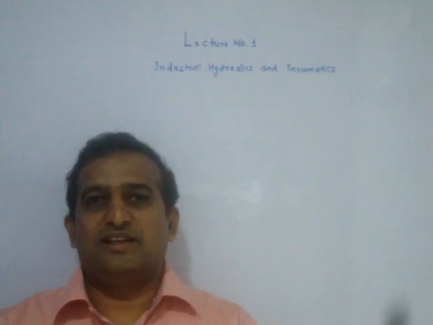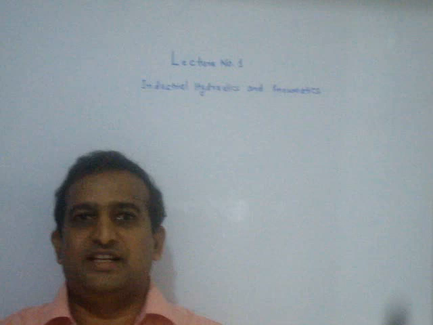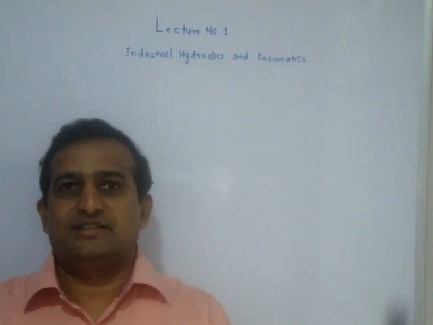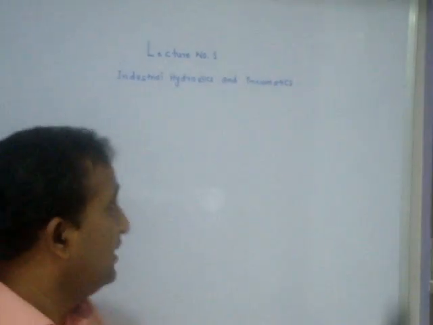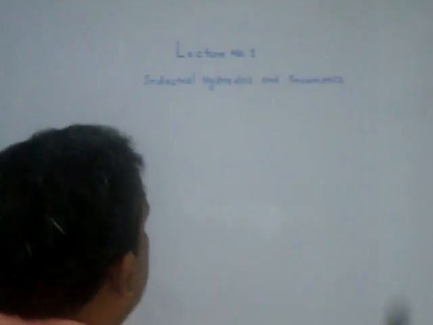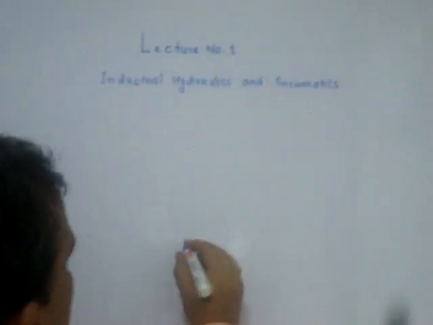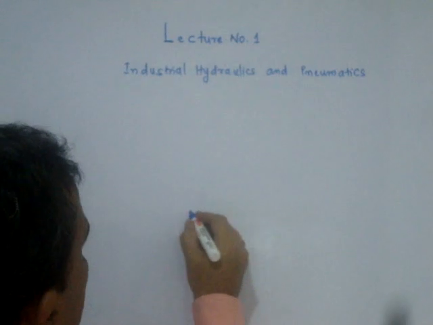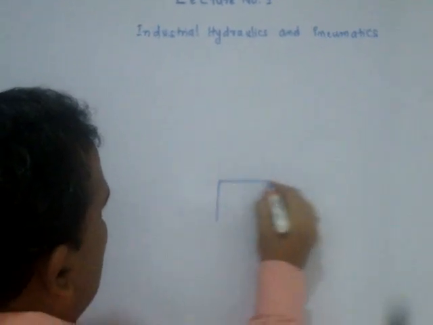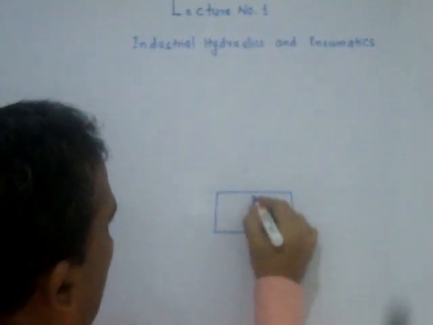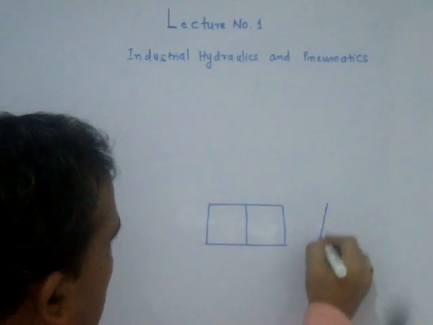This is lecture number 1, Basics of Industrial Hydraulics and Pneumatics. Okay, you see here, there are different types of valves. First I'll discuss the different types of valves. This is called a 2 by 2 valve because positions are 2.